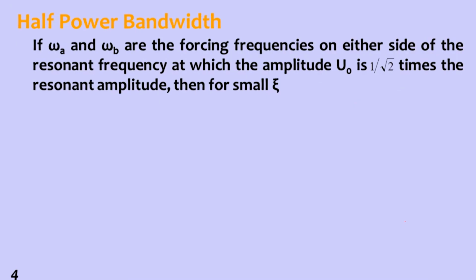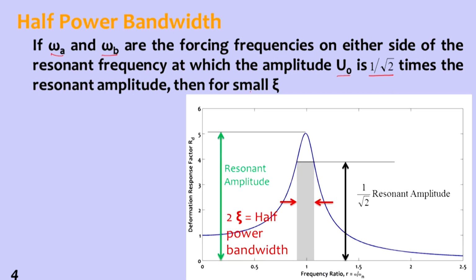Now let us look at the Rd curve and what properties it has. Let us look at this statement: when omega A and omega B are the forcing frequencies on either side of the resonating frequency, at which amplitude u0 is equal to 1 by root 2 times the resonating amplitude, then for all small values of zeta there is a relationship. Let us discuss that. So this is an Rd curve, the dynamic amplification factor for Rd.